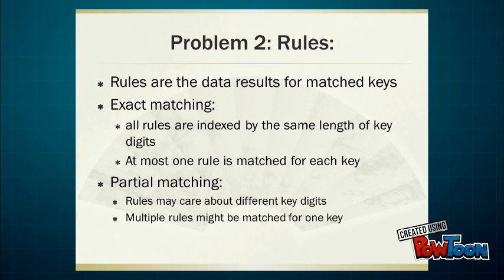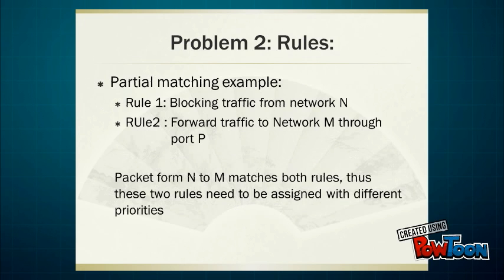After matching a key of one packet, we would get a rule or several rules. For exact matching, all rules care about the same key digits, and at most one rule is matched for each packet. However, in partial matching, rules may care about different key digits, so multiple rules may also apply for the same packet. For example, there are two rules. The first rule, blocking traffic from network M. The second rule, forward traffic to network M through port P. So a packet from M to M matches both rules, and we need to assign different priorities to these two rules.